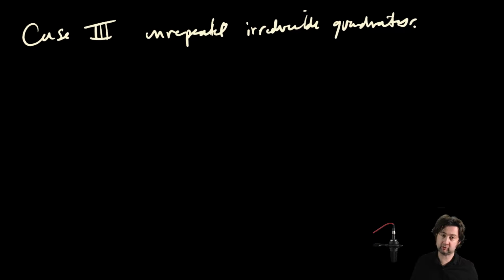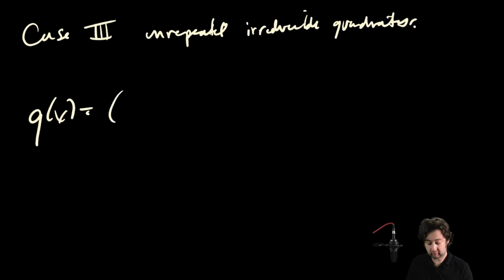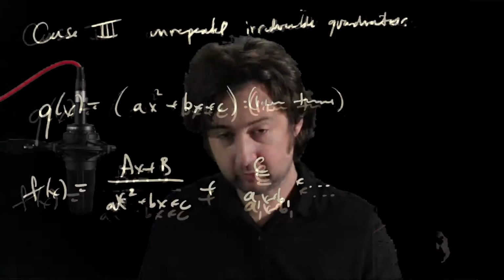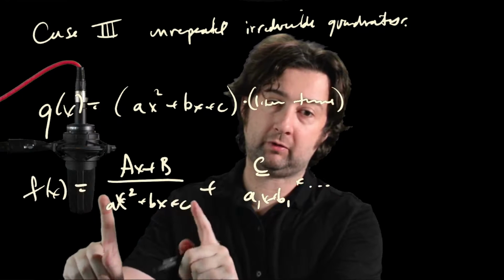If we have irreducible quadratics, then the partial fractions that correspond to them don't have constants on top, they have linear terms on top. So if q of x is equal to ax squared plus bx plus c for an irreducible quadratic, and then maybe linear terms, the partial fraction that corresponds to the ax squared plus bx plus c looks like this. So what corresponds to the irreducible quadratic is this piece.